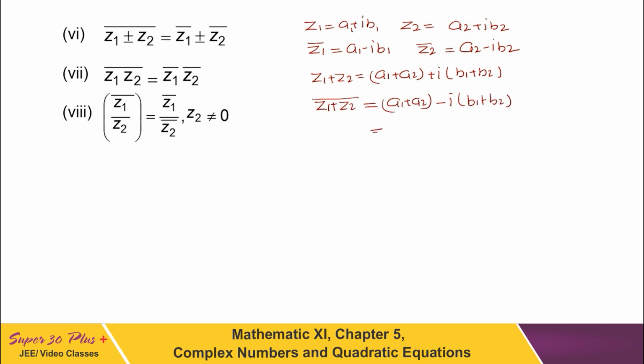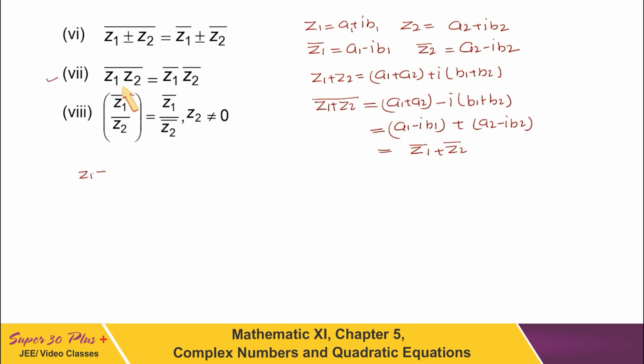Now simplify it. It is (A1 minus iota B1) plus (A2 minus iota B2). We can write it as Z1 bar plus Z2 bar. And similarly, for the difference of complex numbers, we can also prove it. Property number 7 is here.